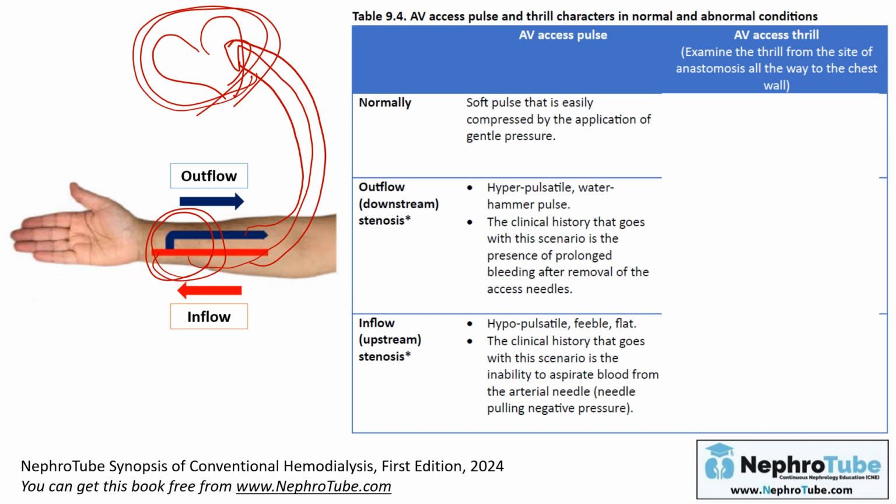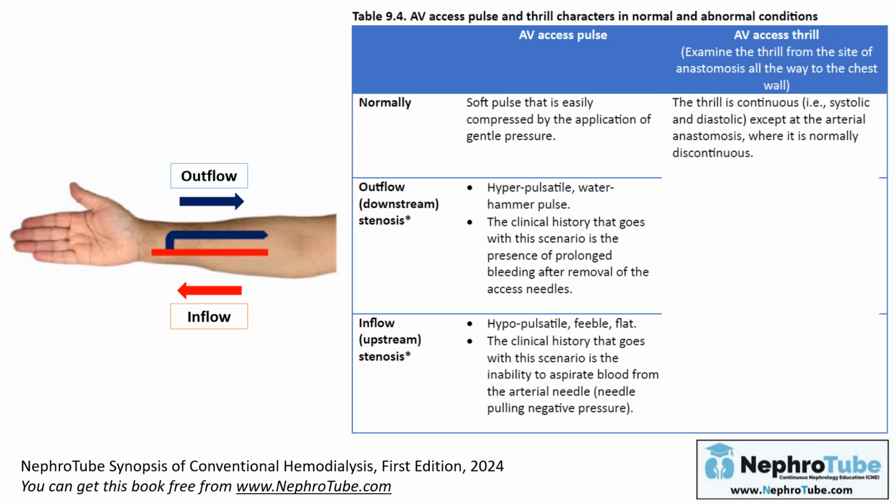Forgive me if I keep saying AV fistula. If I say AV fistula in examination, I mean AV fistula and AV graft. But I used to say AV fistula because it is very common here in Egypt, while AV graft is not that common. Okay? So to examine for the thrill, you have to examine from the fistula up to the chest wall. Normally, the thrill of the fistula is continuous, systolic and diastolic.